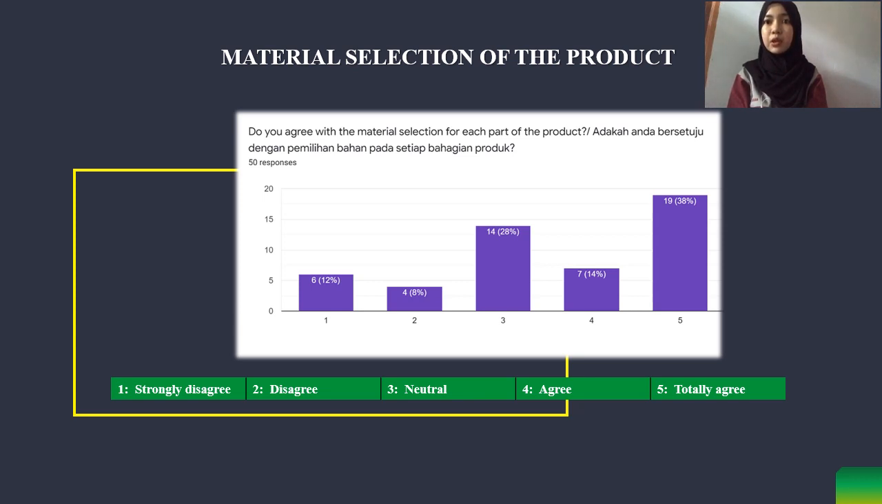From this data, we can see that 38% of the respondents totally agree with the material selection for each part of the product. There are 28%, which is 14 respondents, neutral with the material selection, and 7 from 50 respondents agree, while 12% with 6 respondents strongly disagree, and 8% with 4 respondents disagree with the material selection of the product.